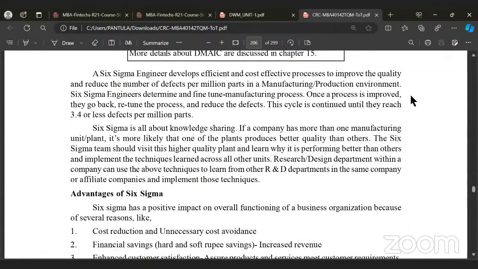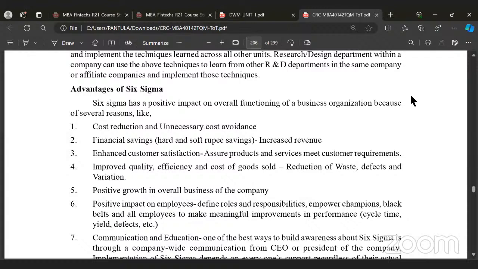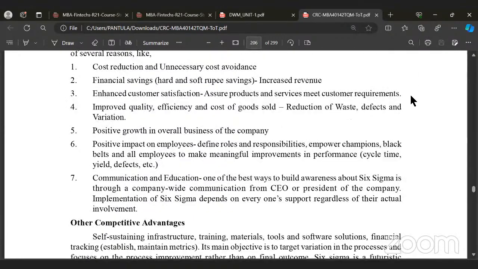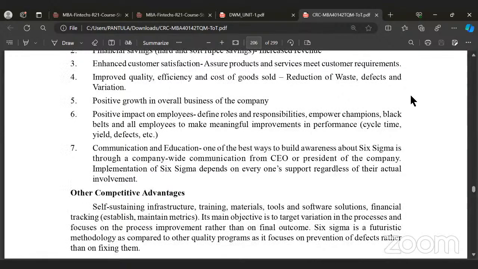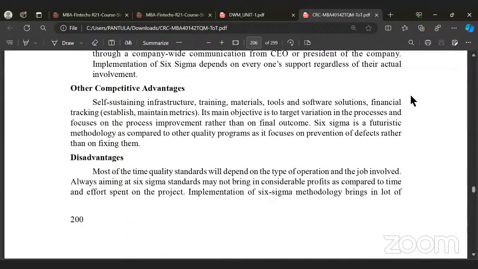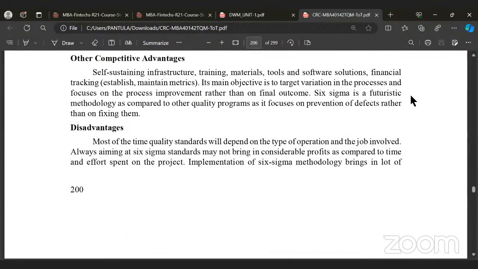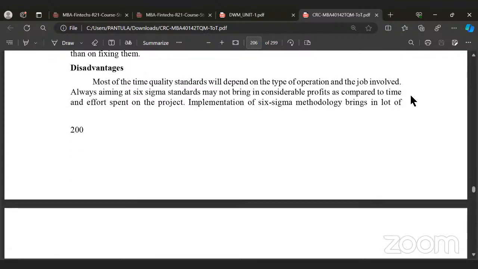DMAIC is going to be a very important question in external examinations, so you can prepare well. Okay, advantages of Six Sigma. So cost reduction, unnecessary cost, already we discussed, and financial saving, enhanced customer satisfaction, improved quality, and positive growth, positive impact. So here communication and education skills. So here advantages are self-sustained infrastructure and training material, tools, software, and disadvantages are that most of the time quality standards will depend on the type of operation and job involved, always aiming at the Six Sigma standard, not bringing considerable improvement.